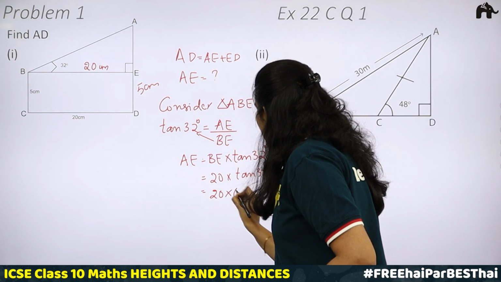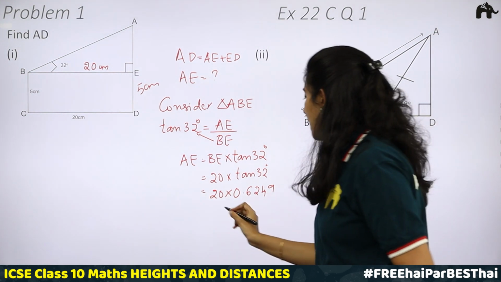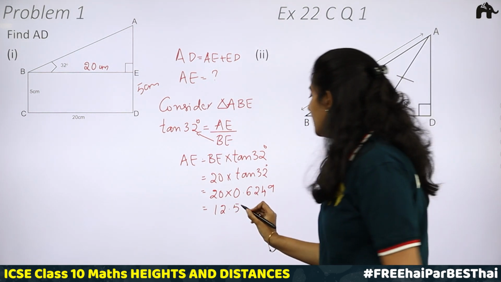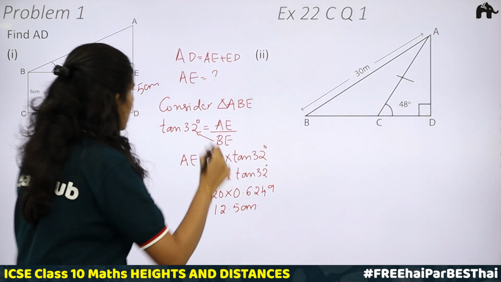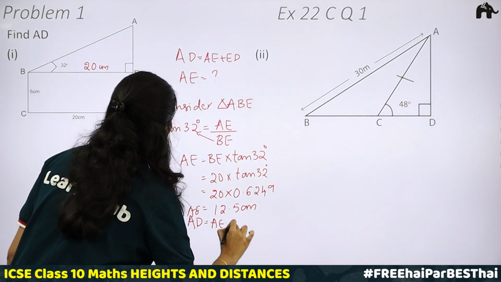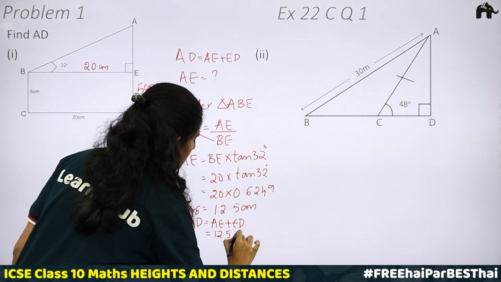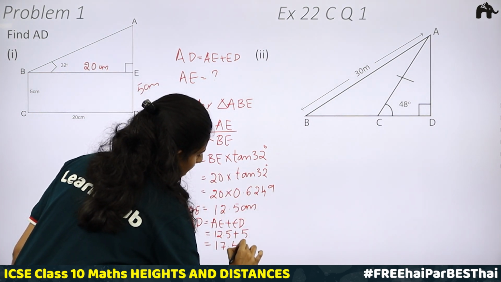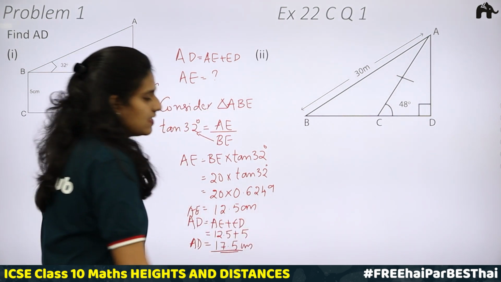20 into 0.6249. On multiplying this, you will be getting the final answer, and that is equal to 12.5 centimeter, which is AE. Once you get AE, we can easily find what AD is, because AD is equal to AE plus ED. That is AE 12.5 plus ED is equal to 5 centimeter, which is 17.5 centimeter. AD is equal to 17.5 centimeter is your final answer.